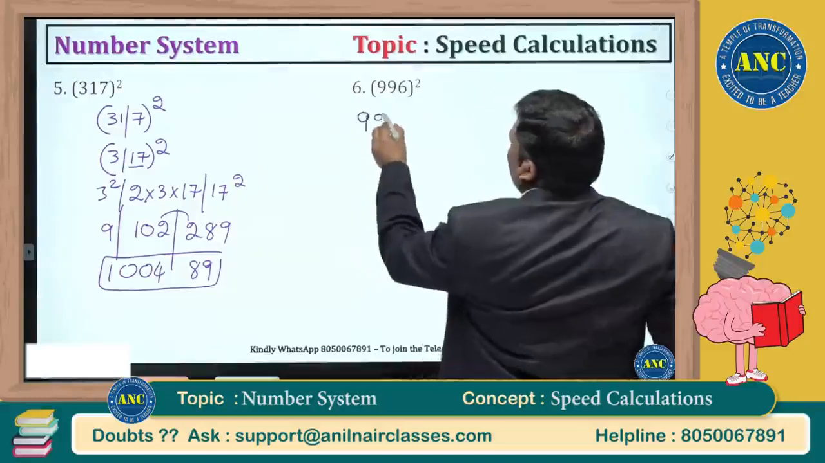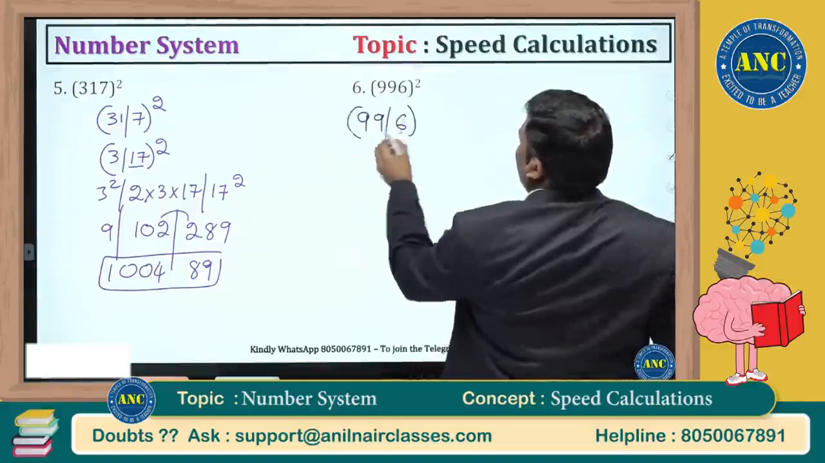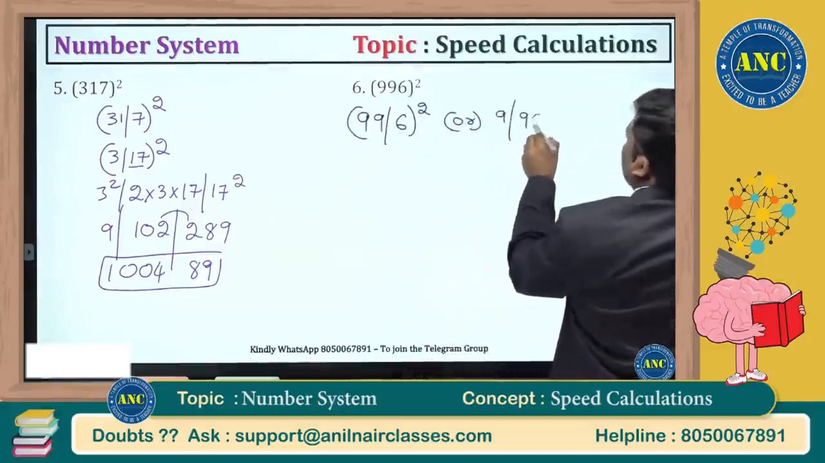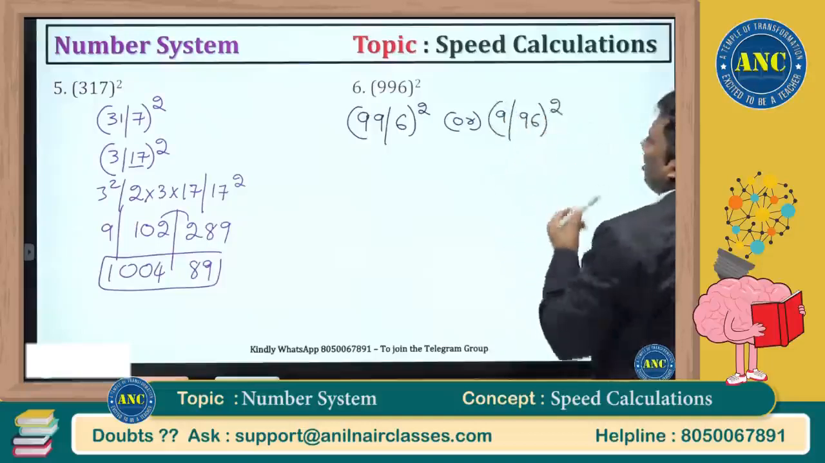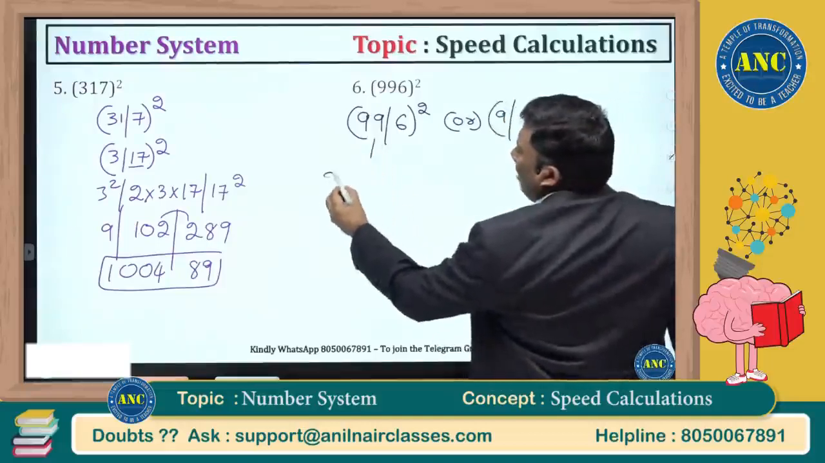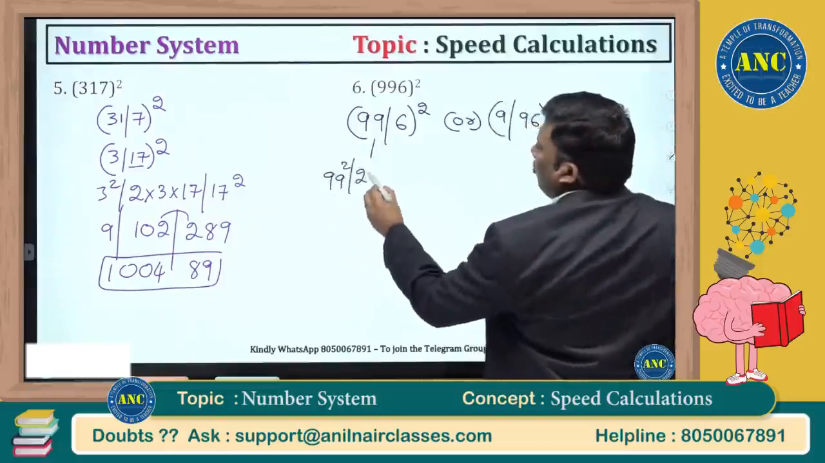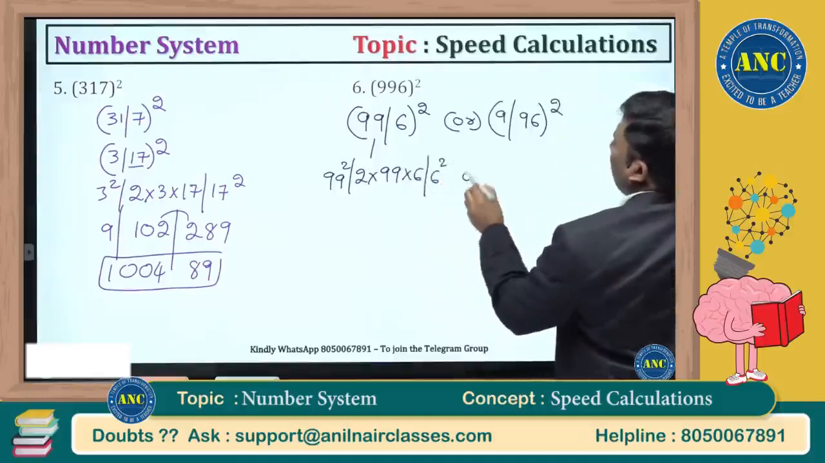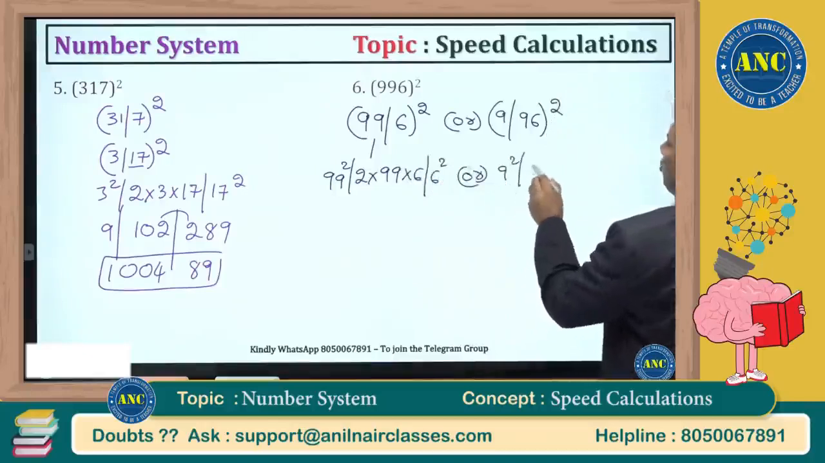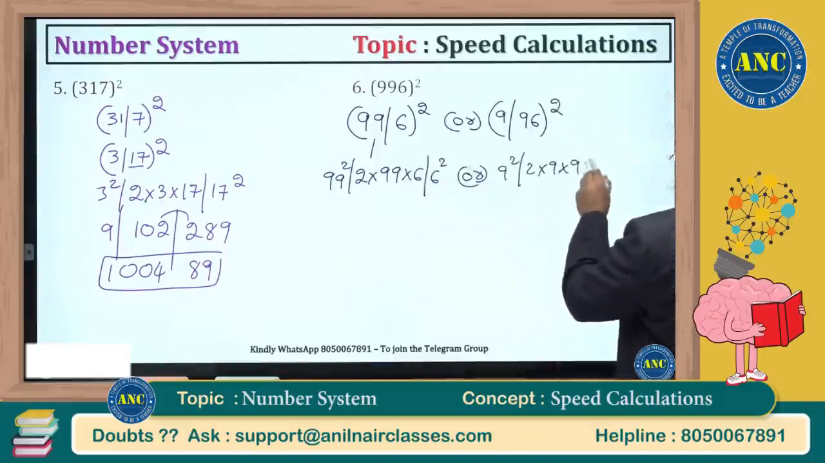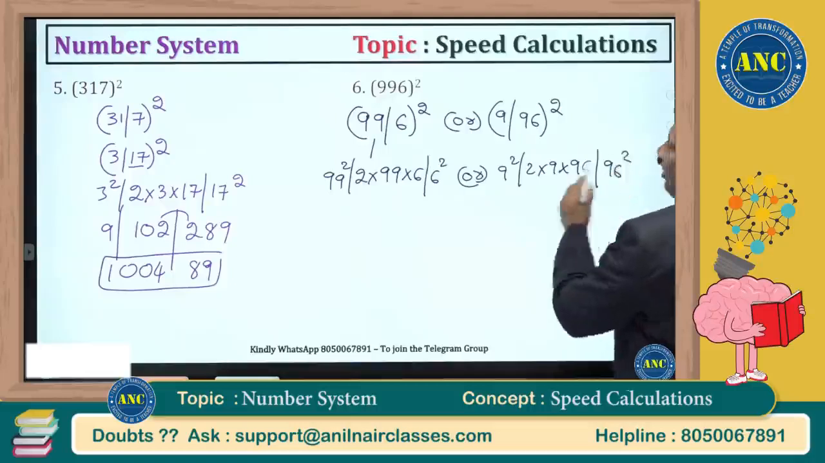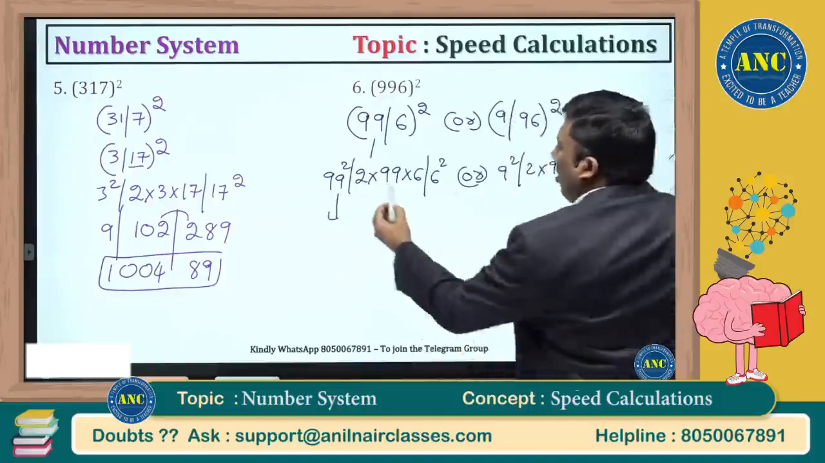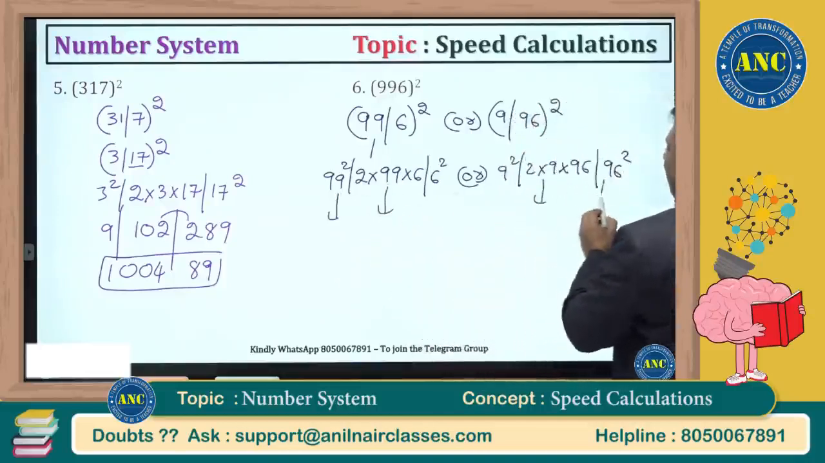Suppose I do either 99 with 6 square or 9 with 96 square. Here I have to do 99 square. See the calculation: 2 into 99 into 6, slash 6 square. This is nothing but 9 square, 2 into 9 into 96, slash 96 square. Solving 99 square, multiplying 99 with 2 and 6, these are all calculations. More time it will take.